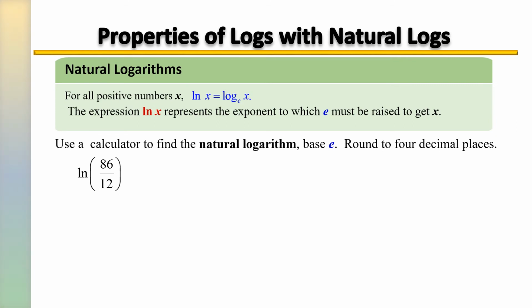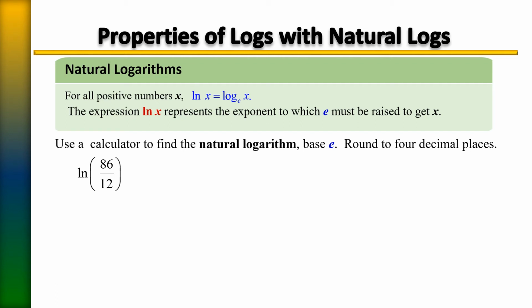All right, using our calculator to find the natural log, we can just simply type the natural log and then do 86 divided by 12, enter. Or we could use the properties of log.